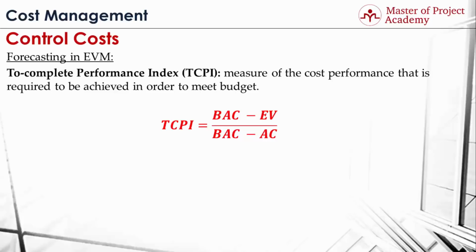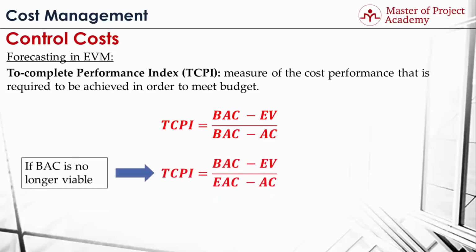However, things might change during the project, and achieving budget at completion value might not be possible. In this case, a new estimate at completion value is calculated, and project team aims to complete the project on a new estimated budget. TCPI formula slightly changes when BAC value is no longer viable in a project. Instead of budget at completion value in the denominator, estimate at completion value is placed. The interpretation is similar in both of the TCPI calculations.